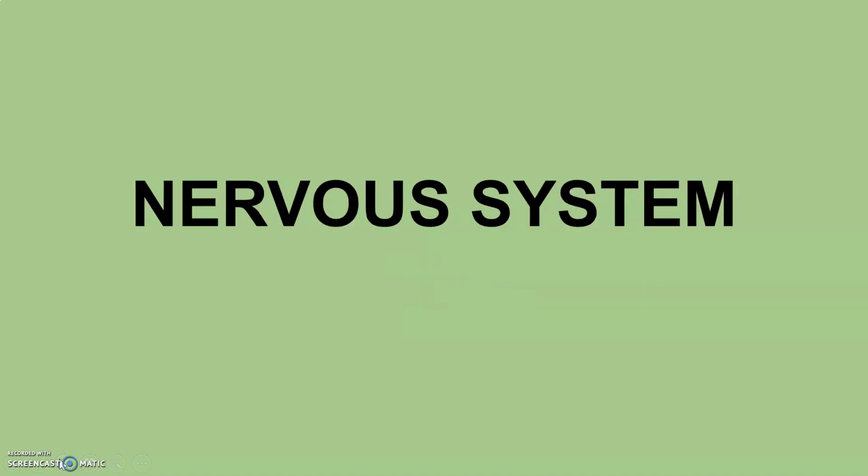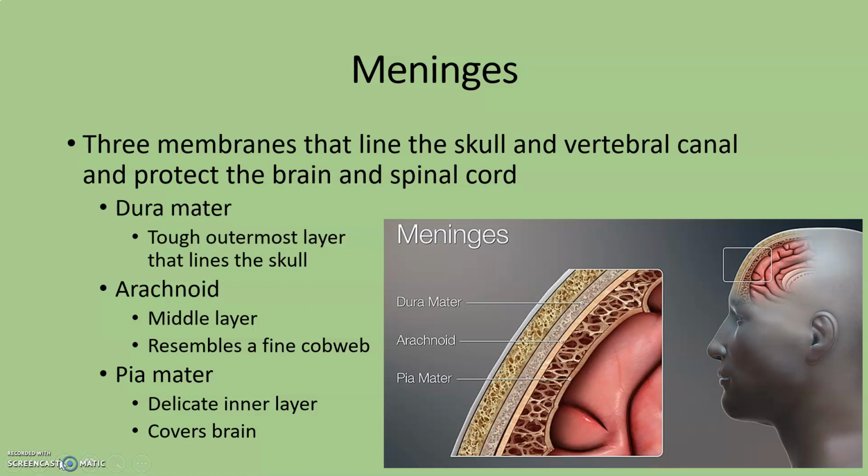For today's class, we're going to continue our discussion of the brain, and then we'll also talk about the other structure of the central nervous system, which is the spinal cord. We'll begin by looking at membranes, which are called meninges.